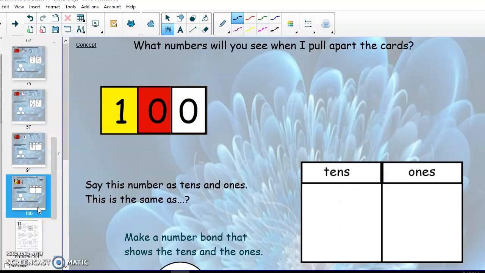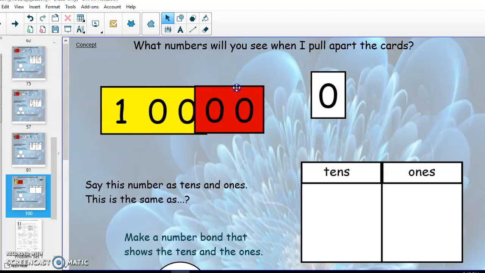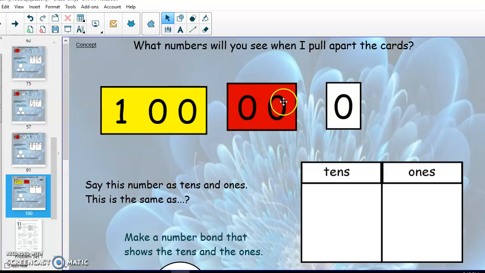All right, here is our last one. Okay, we are at the number 100. What numbers do you think you guys will see when I pull apart these cards? Let's test it. Interesting. Okay, so we've got the number 100, then we've got 0 and 0.